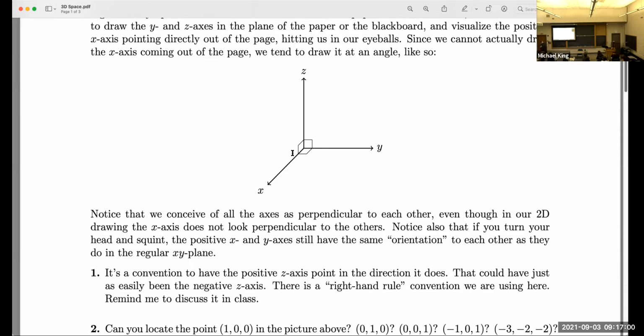But yeah, you just have to get used to that a little: fingers in the direction of the first arrow, curl towards the second arrow, and then your thumb goes in the direction perpendicular to those two by some right-hand rule. And if you did the opposite order.